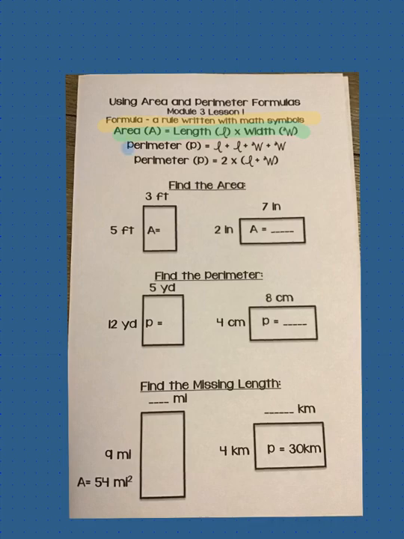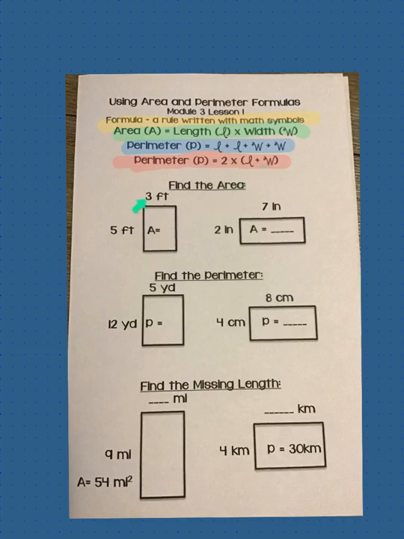Now, you guys are probably familiar with this formula. Perimeter equals length plus width plus length plus width. Okay, but in fourth grade, we're going to use this formula, which is the same thing, but it's written a little differently because we can multiply in fourth grade. So perimeter is actually 2 times the sum, which means we add, of length plus width.